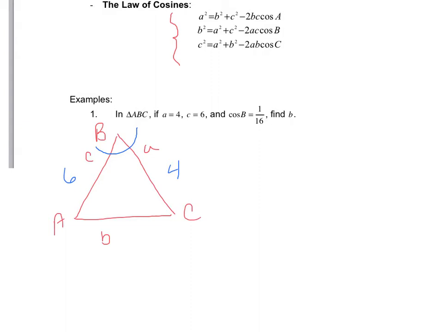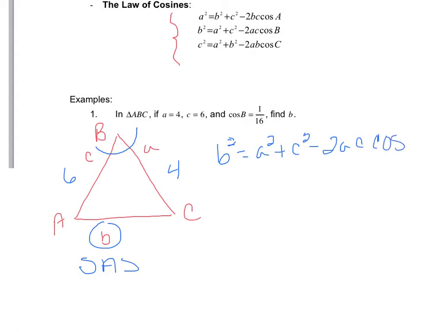Okay, so what do I have going on here? I have side, angle, side. So side, angle, side means I can use law of cosines. I'm looking for side b, so that's what I'm going to start off with. I'm going to say b squared equals a squared plus c squared minus 2ac cosine of B. So again, the side you start off with, you finish with that angle.